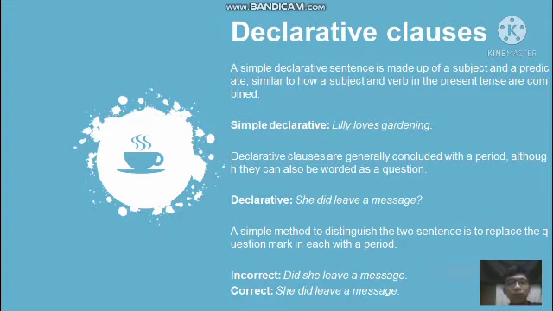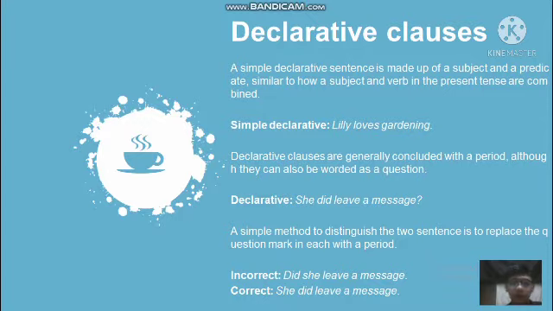Although they can also be worded as a question. How is that? For example, "She did leave a message." So it is a declarative question. A declarative question is asked in order to clarify information. That is the purpose of the declarative question: to clarify information.